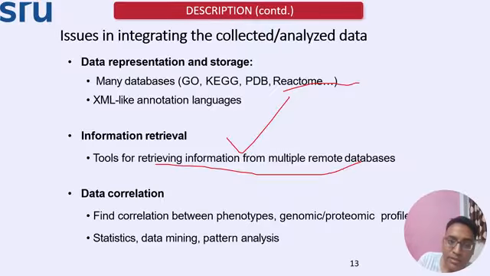Statistics, data mining, pattern analysis, all these parts are really complicated. The mathematical scores are worked out at every single step, and then the system keeps on integrating them.